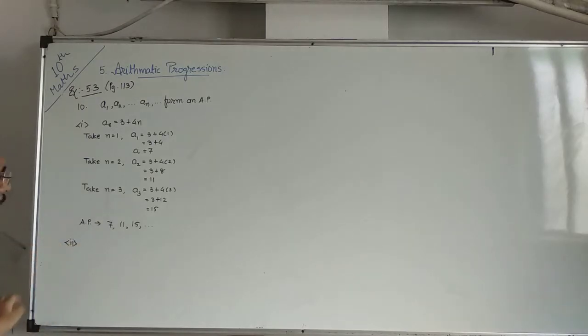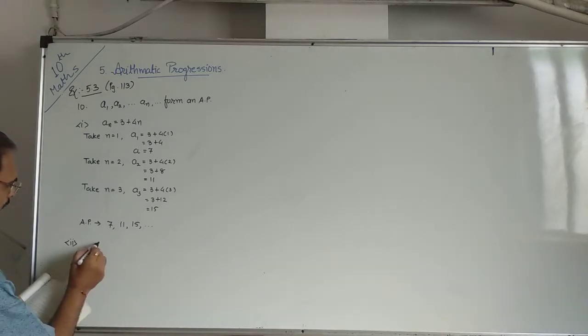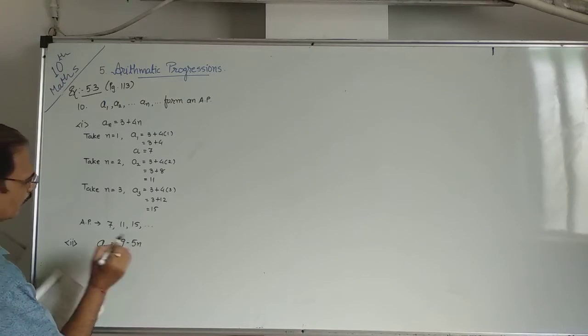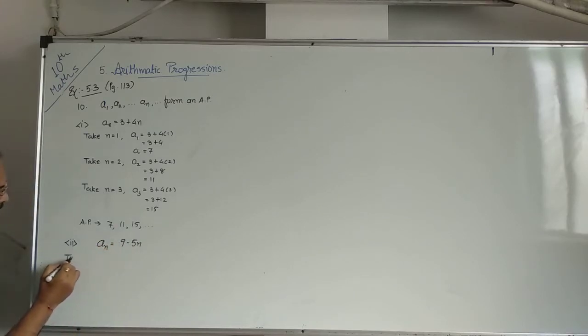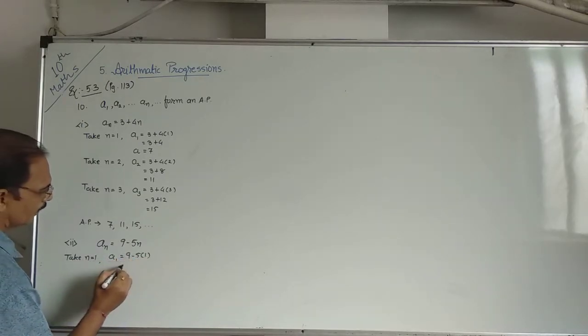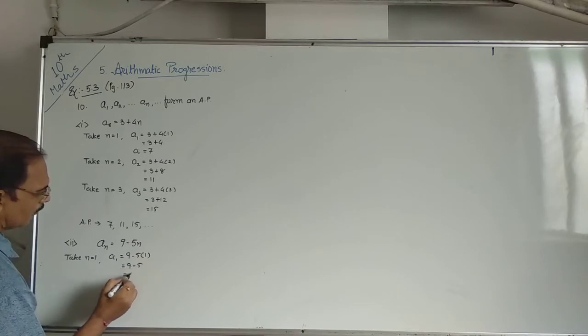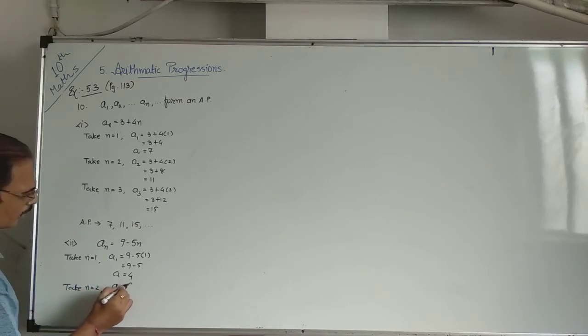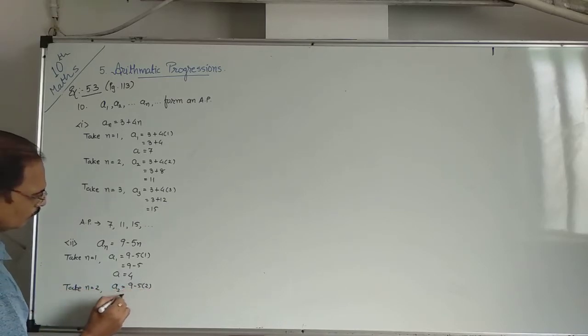Second question. Once again AN is given. AN equal to 9 minus 5N. So take n equal to 1. A1 equal to 9 minus 5 into 1. 9 minus 5 ones are 5. A1 means A. Take n equal to 2. A2 equal to 9 minus 5 into 2. 9 minus 10, that is minus 1.